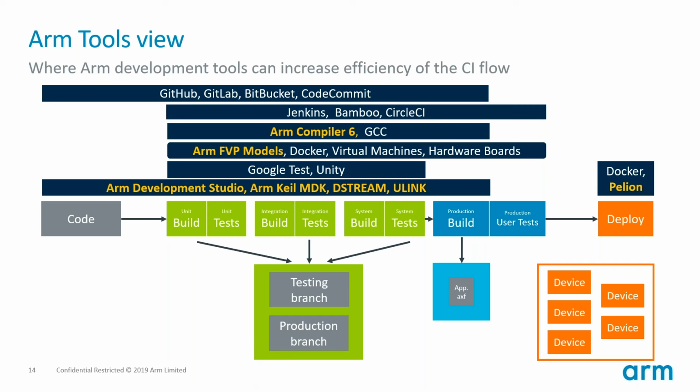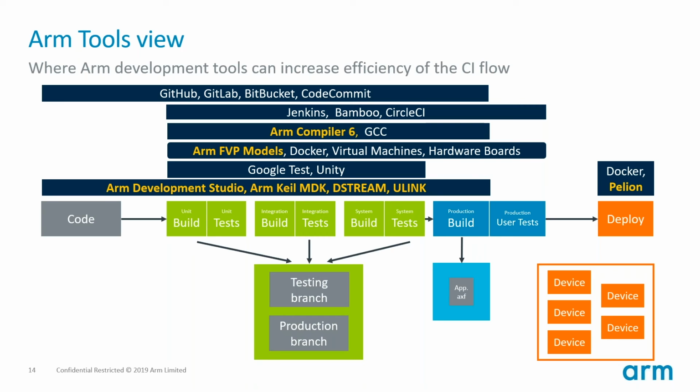After that is what the tests are run on, the specific development platform. And here we have these ARM FVP models, ARM Fast Models, which Bruno will talk about later in the presentation. Things like Docker containers, virtual machines, and of course, hardware boards, development platforms, and FPGAs are all options to run your tests on.